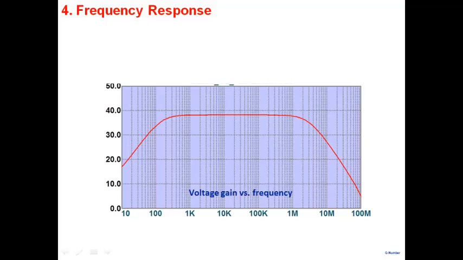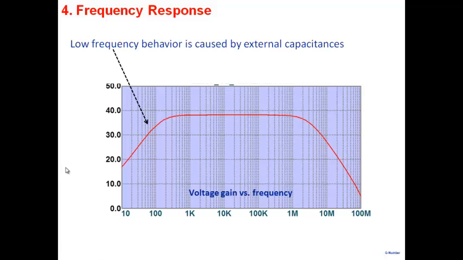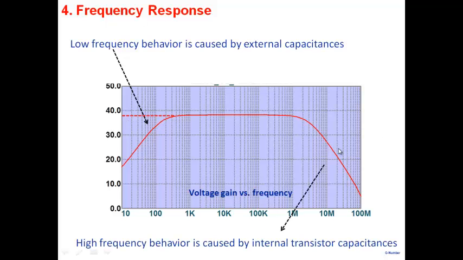All these discussions are very similar to what we have done. So here is the lower cutoff frequency. Here is the upper cutoff frequency. We know lower cutoff frequency is caused by external capacitances. If you don't have any external capacitances, then you will get a flat curve here. There would be no lower cutoff frequency. This one, of course, is all caused by internal transistor capacitances.